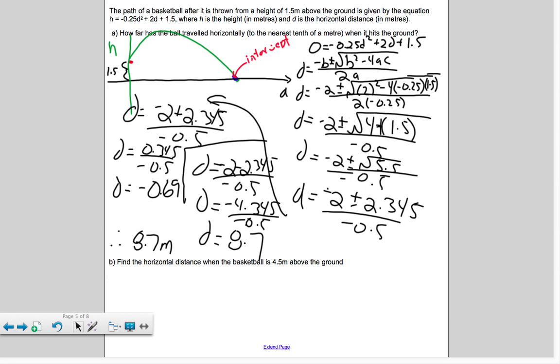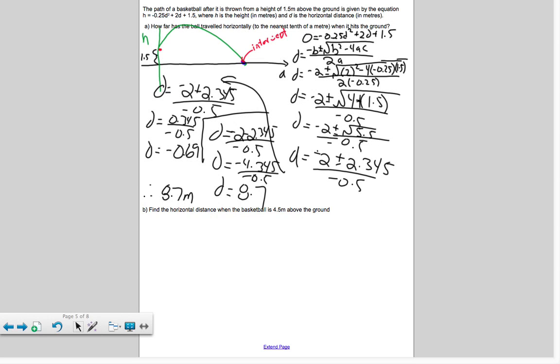So here it's just a matter of recognizing that we have a quadratic equation and we're solving for it equal to 0. We just want to find the value where it intersected, because that's where it hit the ground. It's a nice, easy question. It's almost like solving for the intercepts and roots. Next question.